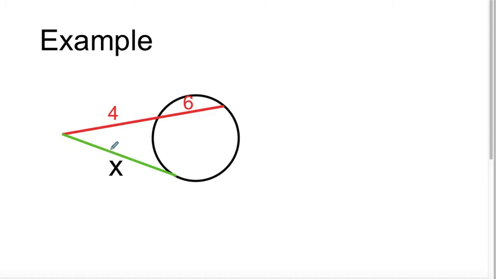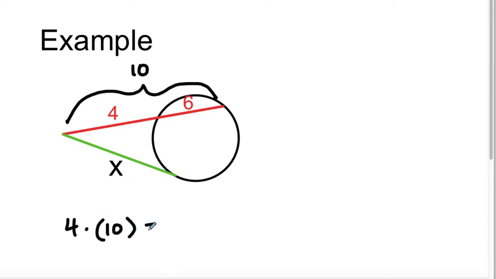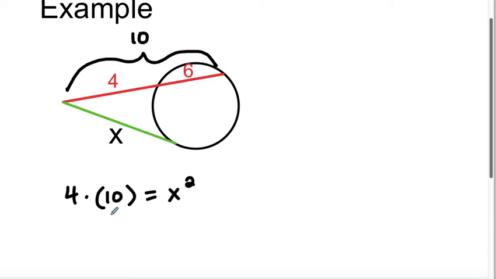So here we have an example. I know it's not drawn to scale, but I have this exterior segment is 4, this inside is 6, and I have x, and I want to find x. So the theorem says that 4 times 10, got to add them, equals x squared. Now I'm left with this quadratic equation, and there's no linear term, so this is a great place to use the square root method. So I'm going to take the square root of both sides.